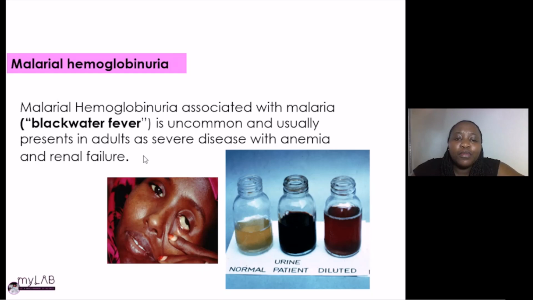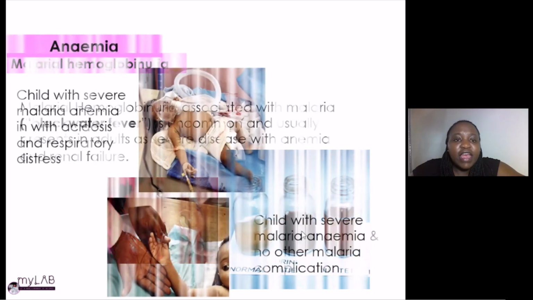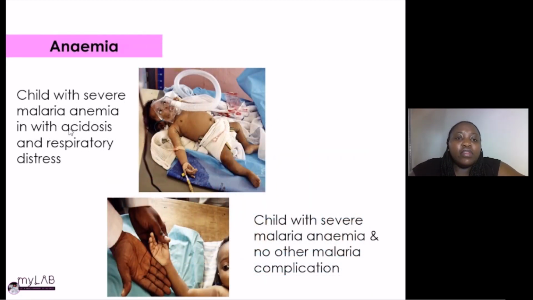It is not very common, but once it occurs, it's also accompanied by anemia, renal failure, and jaundice, and you can see here, this is normal urine, and the urine of a patient who has this hemoglobinuria is going to be dark because we have had release of hemoglobin into the urine. And then we have now the anemia. For example, here we have a child who has severe anemia, and it is also characterized with acidosis and respiratory distress, and that is why they are on oxygen.